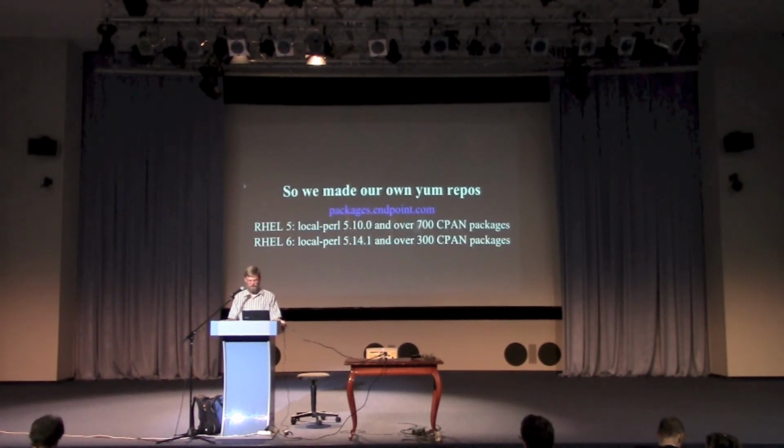So we made our own Yum repositories. They live at packages.endpoint.com, and based on when we started doing this, in RHEL 5 we were using Perl 5.10.0 and RHEL 6 5.14.1, and we've ended up having a lot of packages. We do consulting for our clients, mostly e-commerce and some other application development. And we found that when we shared the labor across all of these clients and the resulting packages built were shared, there's a lot there. And over a few years, you eventually come to the point where you do have most of the CPAN RPMs that you need.